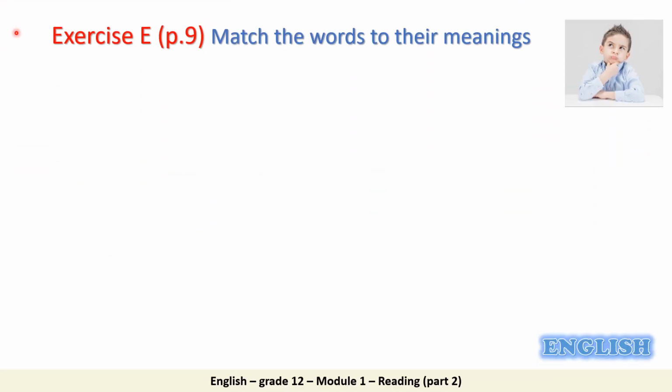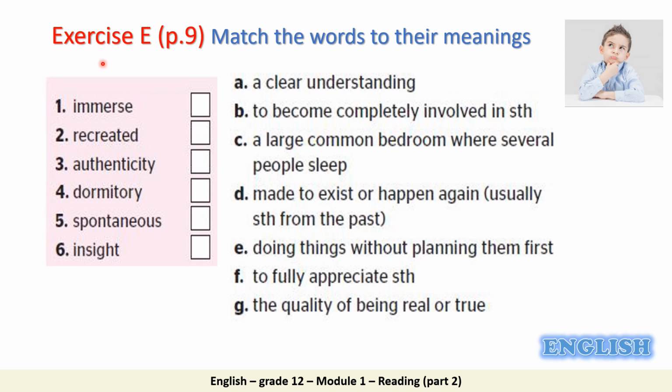Moving on to exercise E on page 9, we have 6 words and 7 definitions. Pause the video and match the words to their definitions. Well, which of these words means a clear understanding? Excellent. This is insight. How about becoming completely involved in something? This is the definition of immerse. So, immerse means to become involved in something.